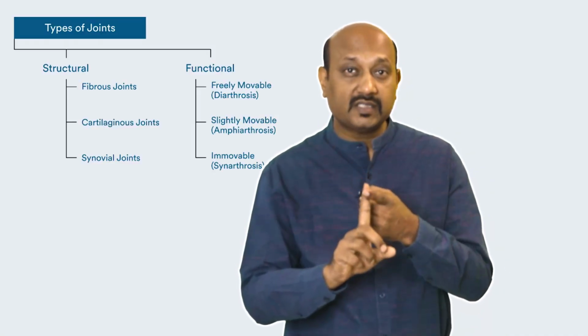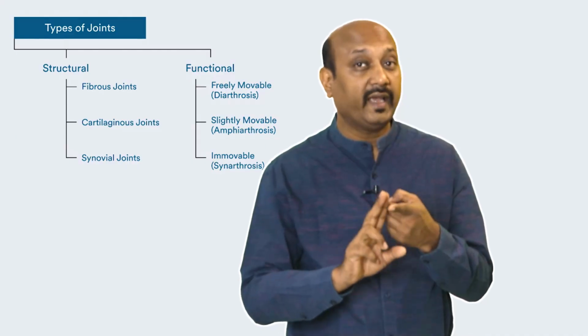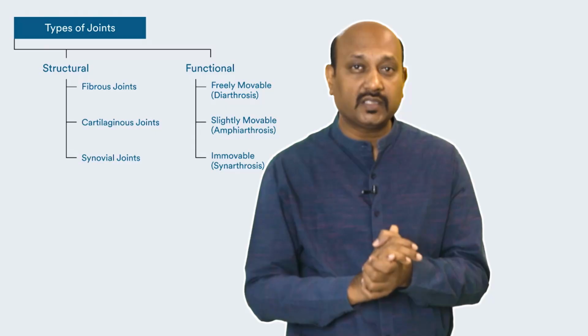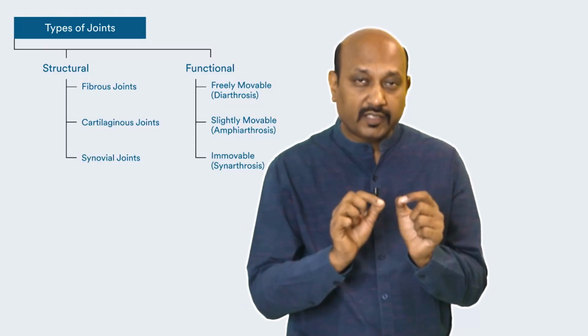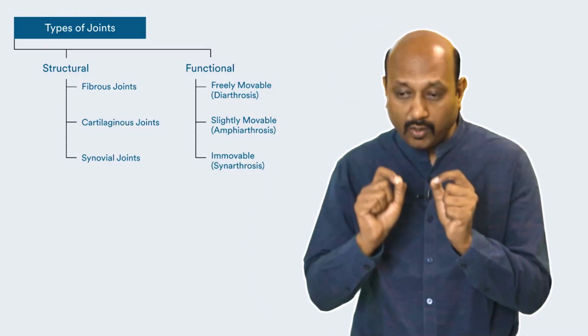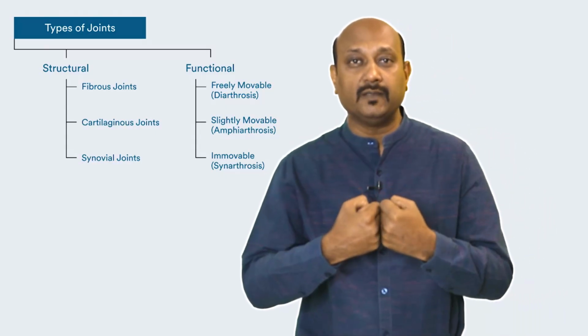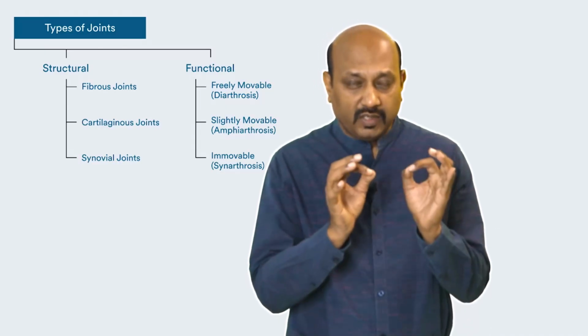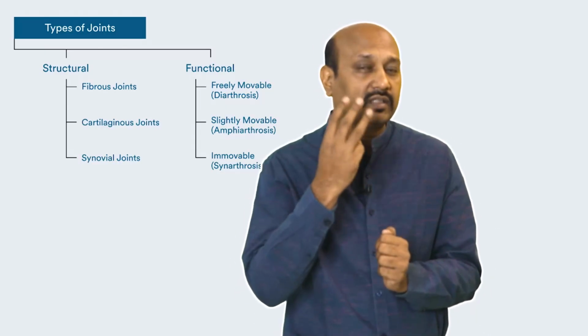Now let's classify the joints. We can classify the joints on two bases. What are those? The first is the functional classification, and the second is the structural classification. Functional classification means the classification on the basis of the function of the joint, the classification on the basis of the degree of mobility. So what is the function of the joint? That is the mobility, right?